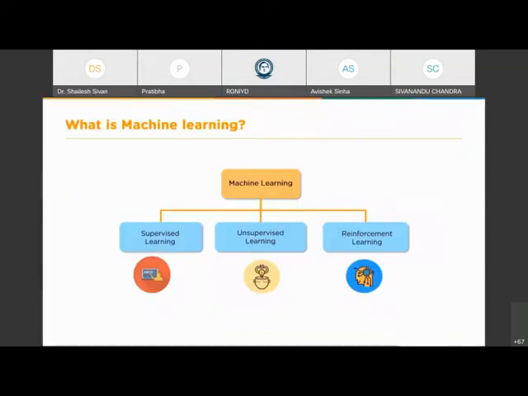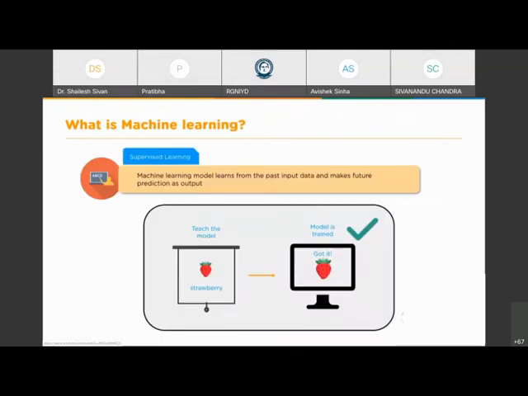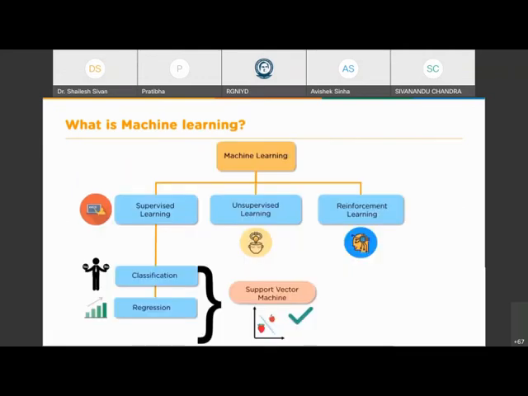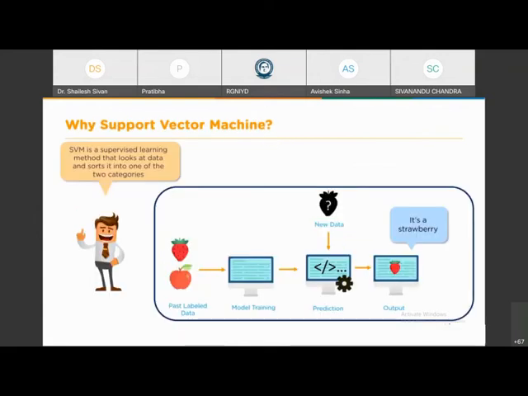Okay, as discussed in the morning session, machine learning is classified into supervised, unsupervised, and reinforcement learning. In supervised learning, we have labeled data, that is, we have the inputs as well as the output. The prominent techniques in supervised learning are classification and regression. For both aspects, we can use support vector machines, but it is mostly and widely used for the classification task. As you can see in the slides, SVM is a supervised learning method that looks at data and sorts it into one of two categories.